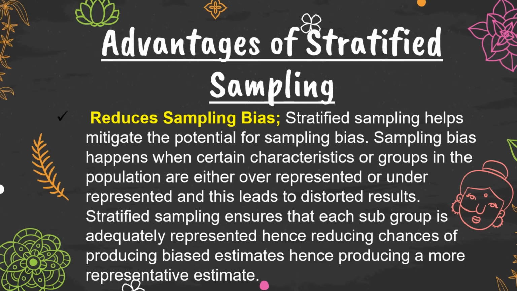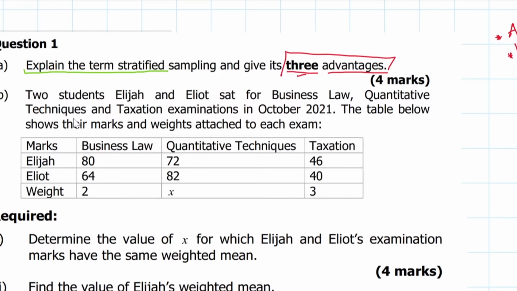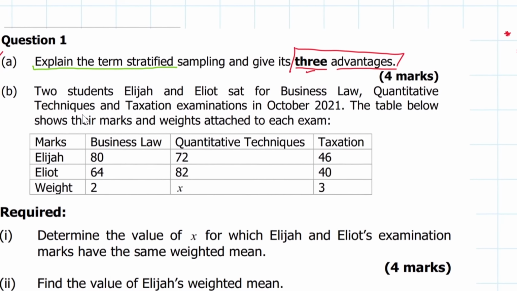Okay, so basically that's it. So those are your 4 marks. We have finished with question 1A. So now let's get to question 1B. Question 1B is more of a calculation statistical question.